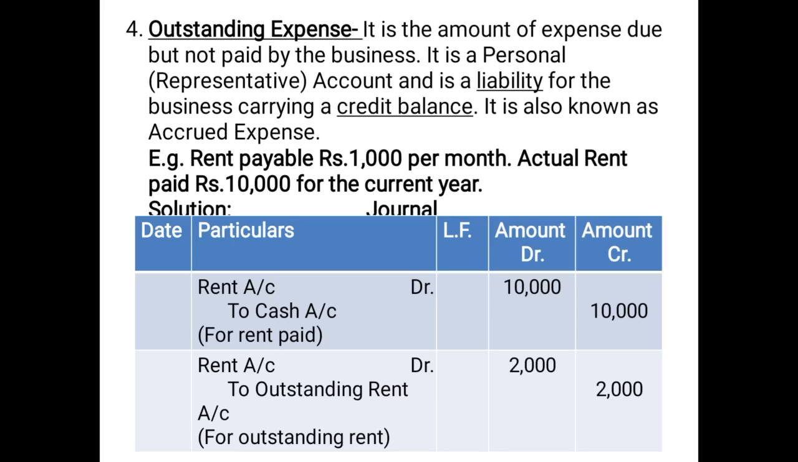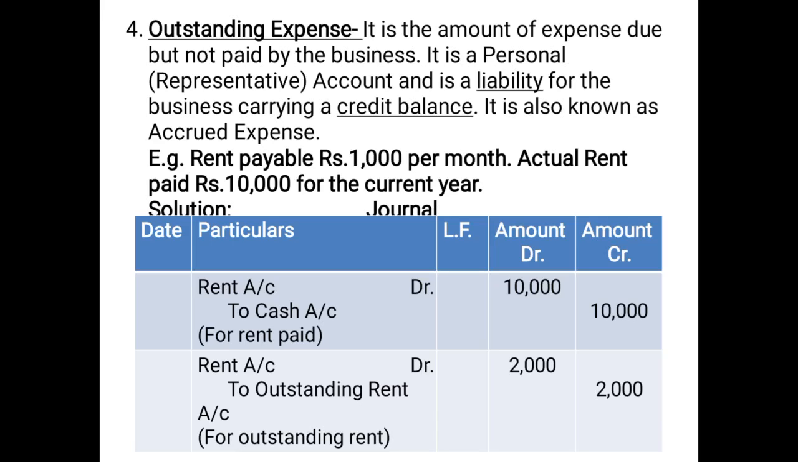Now the next entry is for outstanding rent, the rent which has not been paid yet. Again rent account will be debited because it is an expense. No doubt it is not paid, but at least it has fallen due. So rent account again will be debited with the outstanding amount, that is 2,000, to outstanding rent account, because this amount has not been paid as of now. It is a liability, and liabilities carry a credit balance.